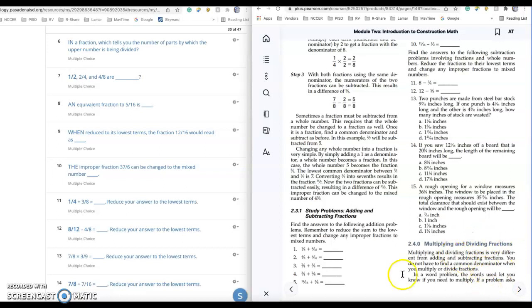Multiplying and dividing fractions is very different from adding and subtraction. We're going to move into that on the next video.